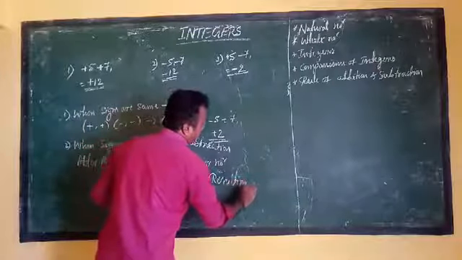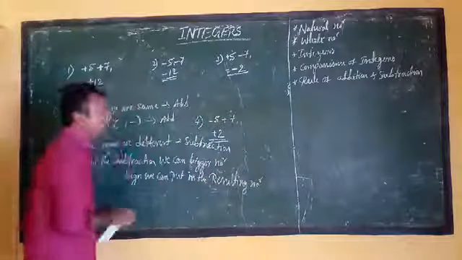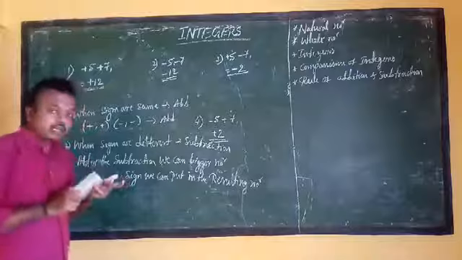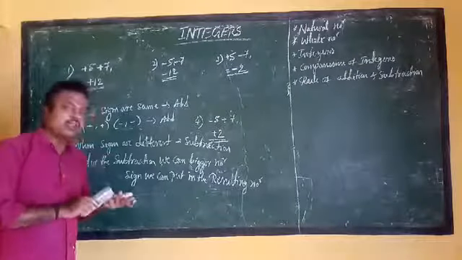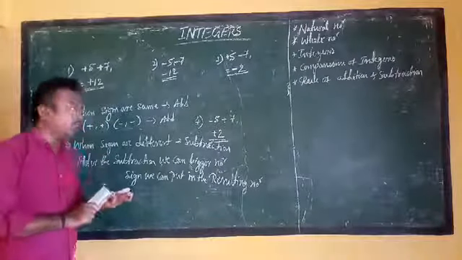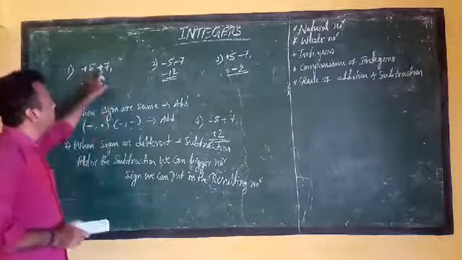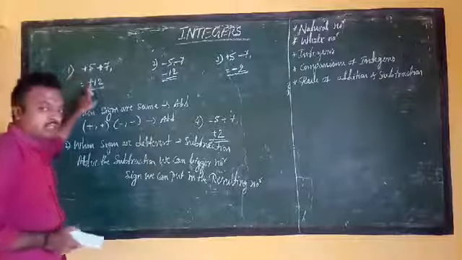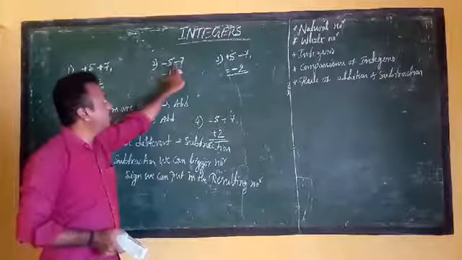Resulting number. Understand, students? So when we are doing addition and subtraction, it is very easy. First we have to decide whether it is the same sign or a different sign. In this example, same sign, so we can do the addition. After the addition, we put the same sign in the resulting number. Correct?